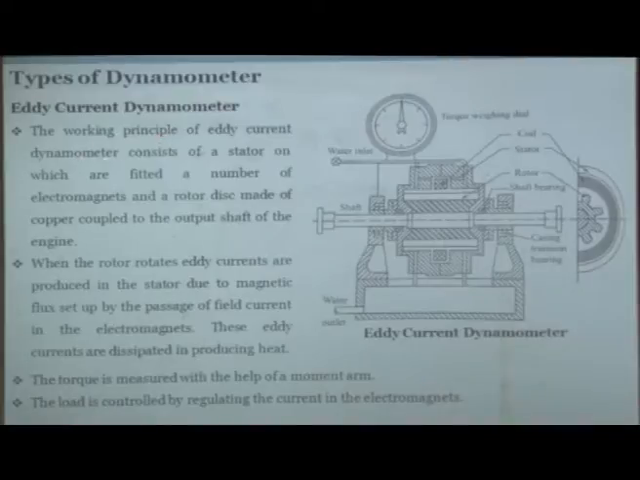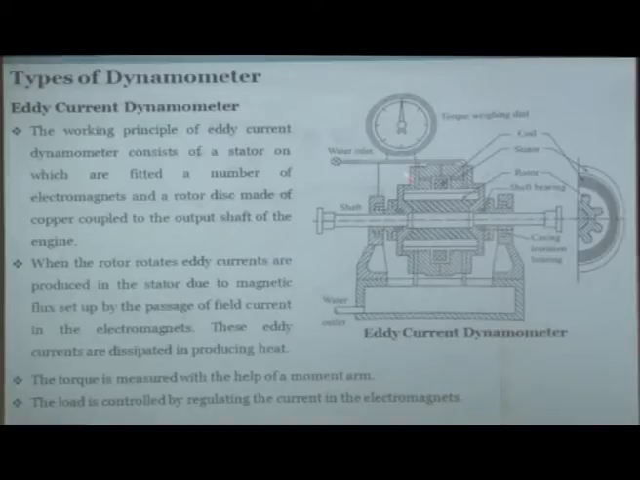The working principle of the eddy current dynamometer consists of a rotor on which you have fitted a number of electromagnets. An electromagnet basically becomes magnetized when you supply current, basically a coil. And a rotor disc made of copper coupled to the output shaft. It could be copper or even some kind of steel. Basically it should be good at generating eddies. So with this, the rotor rotates, and eddy currents are produced in the stator due to the magnetic flux set up by the passage of the field current in the electromagnets. These eddy currents are dissipated by producing heat. So basically there is a lot of heat generation.